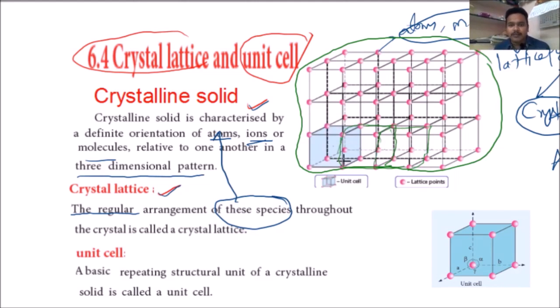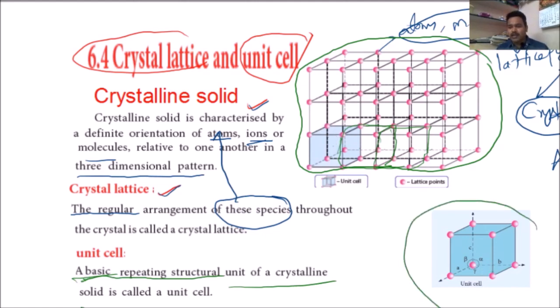This is the smallest, basic repeating structural unit of a crystalline solid. In that crystalline solid, the basic unit is called a unit cell. This is the unit cell. This also has a three-dimensional format, like an x-axis, a y-axis, and a z-axis. This is what a unit cell.